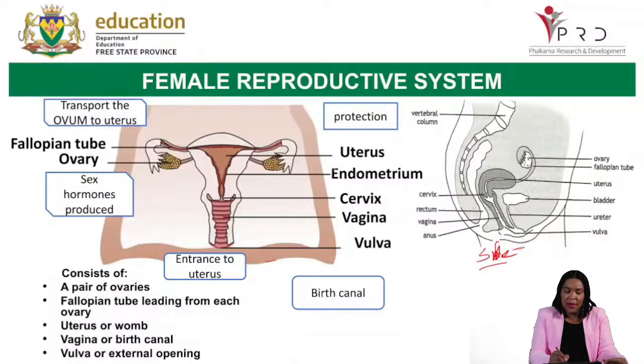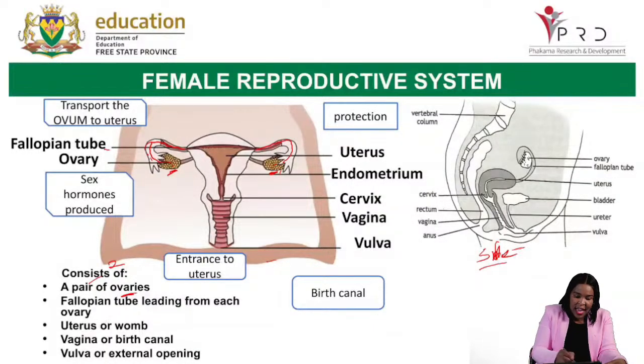So what does the female reproductive system consist of? It consists of a pair of ovaries. Remember, we said because it says a pair, it means two. So here are the ovaries. You start here. And then the fallopian tubes are leading from each ovary. You see the fallopian tube leading from each ovary, and then they join into the uterus or the womb.